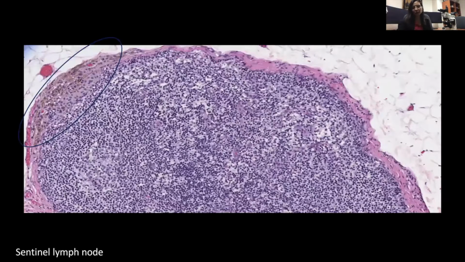This is a follow-up for that case. Unfortunately, the patient already had sentinel lymph node positivity. So this kind of confirms that this is nevoid type melanoma, not really a nevus.